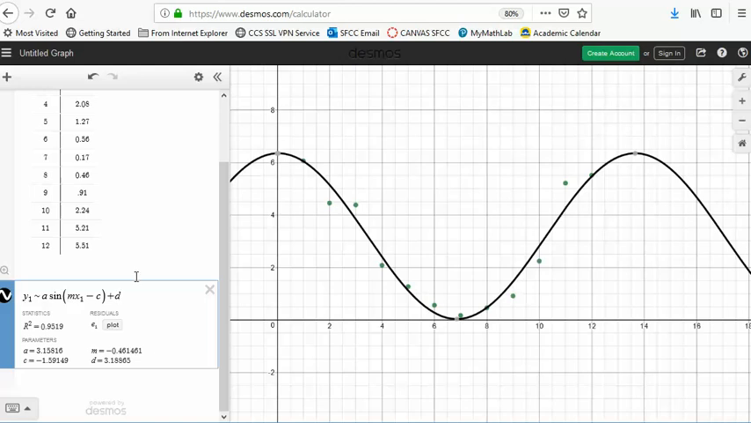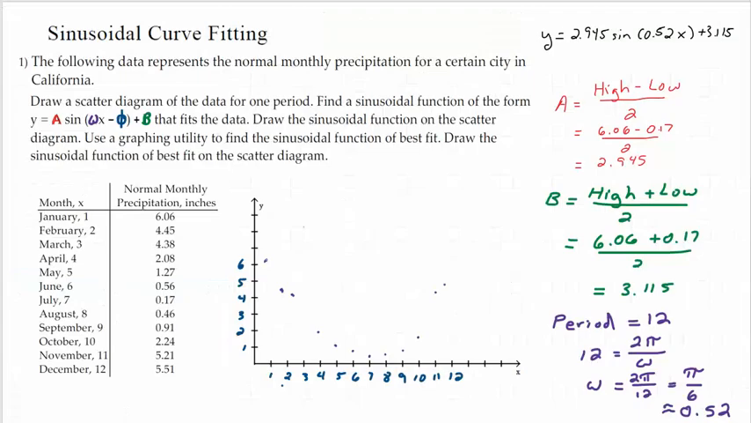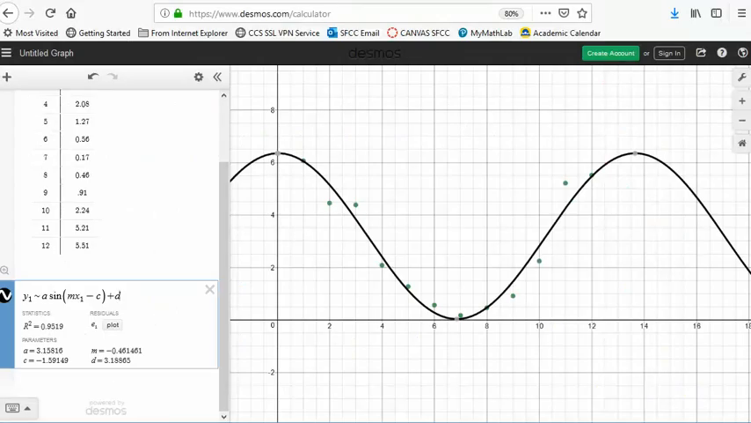The next thing we got is, it's got some funky negatives in here. Let's go to D. So our D value is 3.18 from Desmos, which is the up and down shift. And we came up with 3.115. So that's pretty close. That's good.